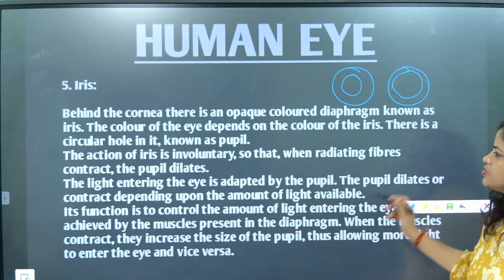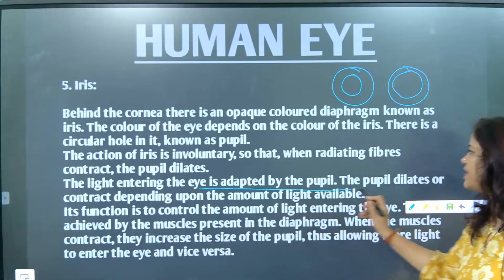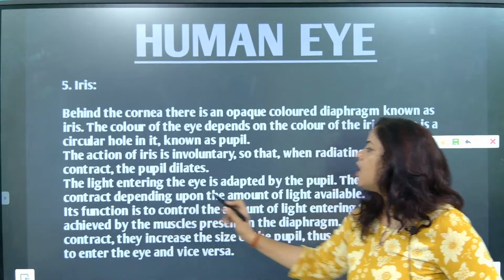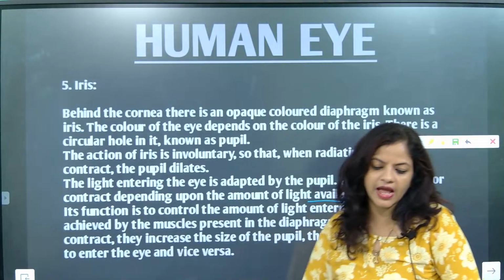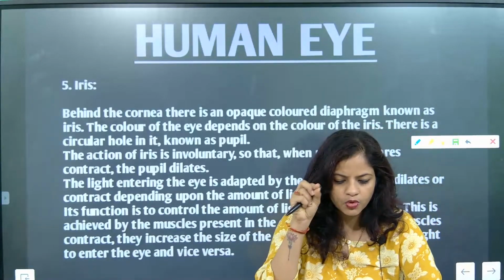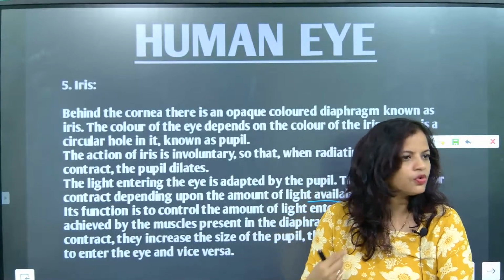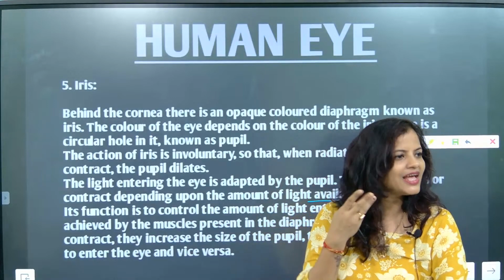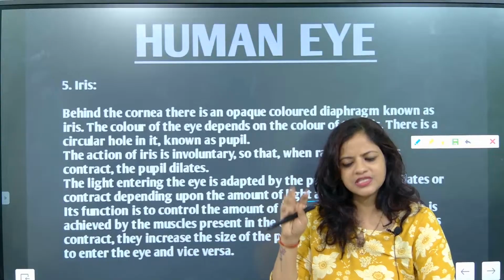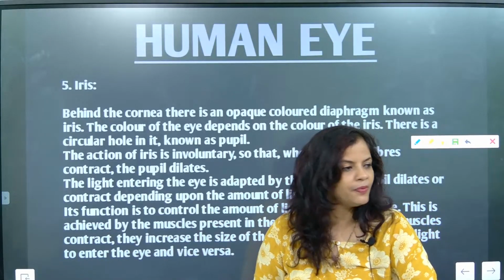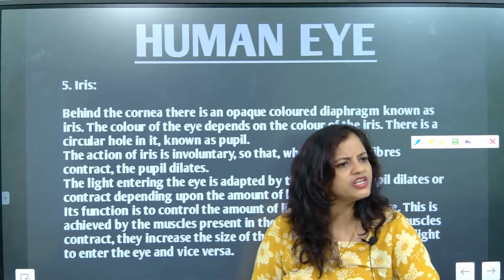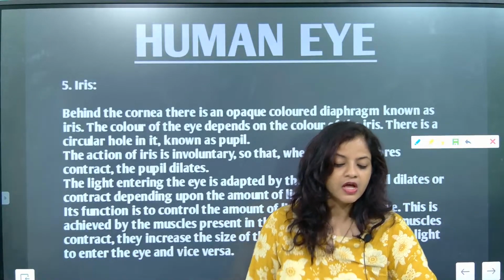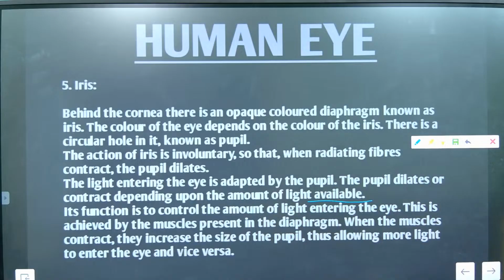So now look here. The light entering the eye is adapted by the pupil. So the pupil dilates or contracts depending upon the amount of light available. The portion from where light is entering gets dilated, depending upon how much light is entering. Understand or not? So pupil size will be changing. But when the size is changing, correct? So one shortcut we are going to understand.